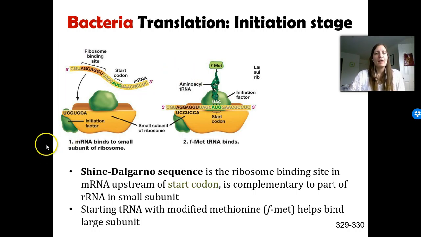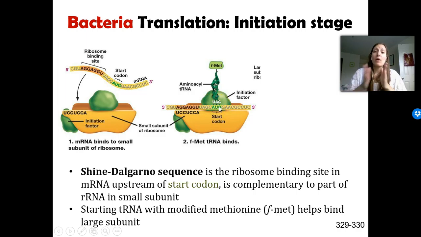So the first thing that happens, mRNA comes down, latches on. It uses its Shine-Dalgarno sequence to latch on to the small subunit of the ribosome. By binding to this binding site, that's going to line up this start codon nearly right in the middle of this ribosome. The start codon is here, and that's going to attract an aminoacyl tRNA, the one that is the complement to this start codon. So the start codon is AUG, its complement would be UAC.